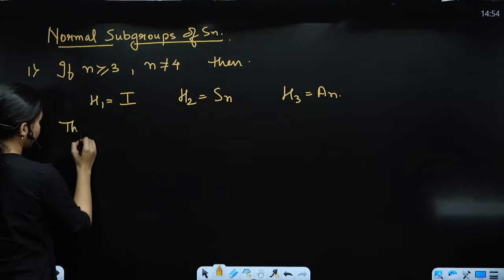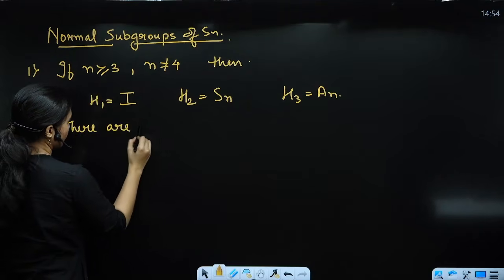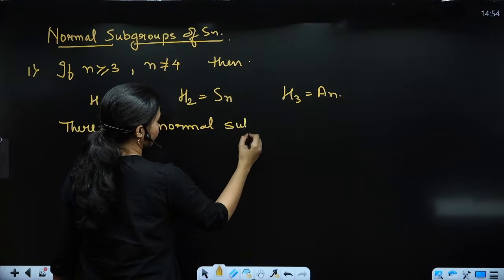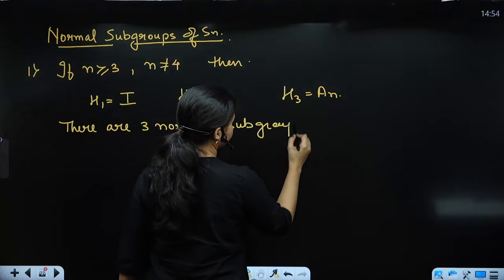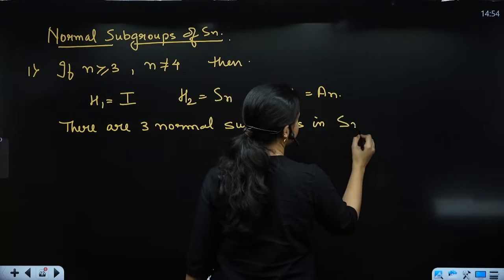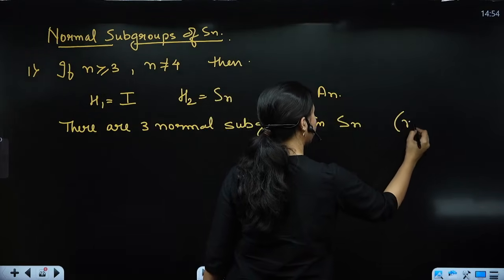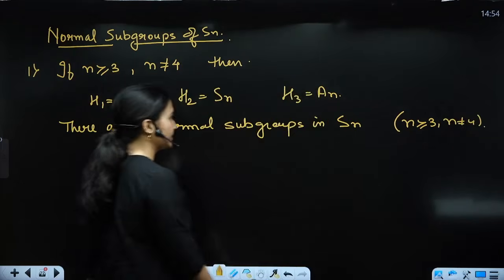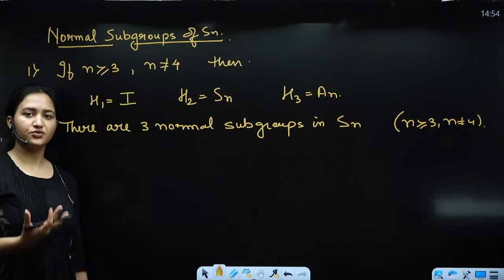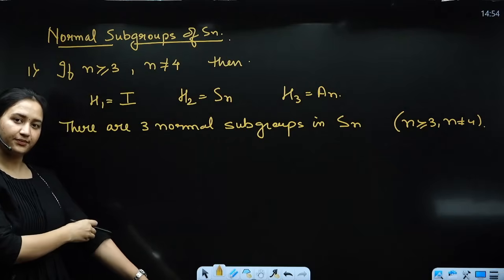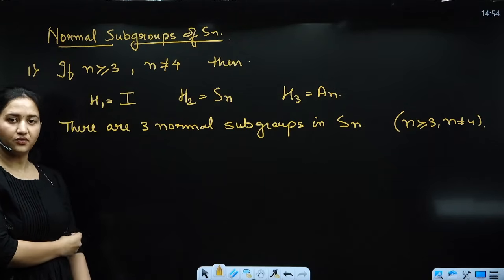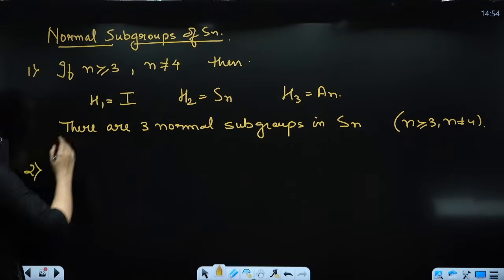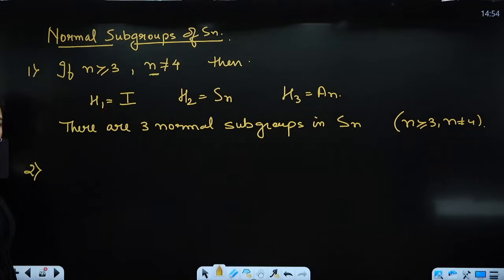So there are 3 normal subgroups in Sn when n is greater than or equal to 3 and n is not equal to 4, right? हम देख चुके हैं why An is going to be a normal subgroup. Why? Because index of An is always going to be 2, right? Now we are left with one condition, that is n is not equal to 4.